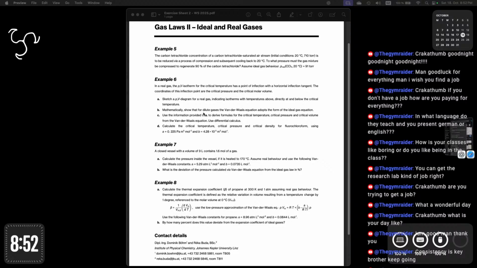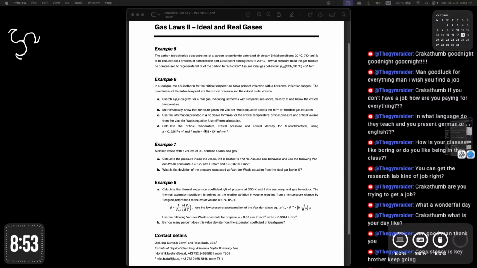Show that for dilute gases, the van der Waals equation adopts the form of the ideal gas equation. Mathematically show that for dilute gases, the van der Waals equation adopts the form of the ideal gas equation. Okay, use the information provided to derive formulas for the critical temperature, critical pressure, and critical volume from the van der Waals equation. Use differential calculus. Okay, I don't know what that is, but yeah, okay. Calculate the critical temp.